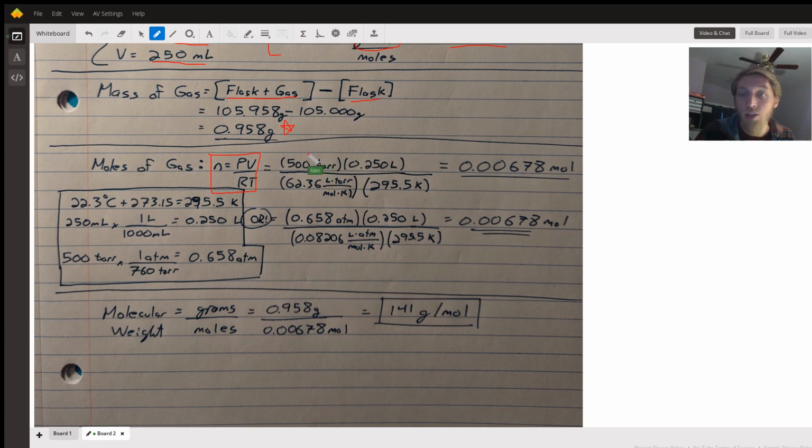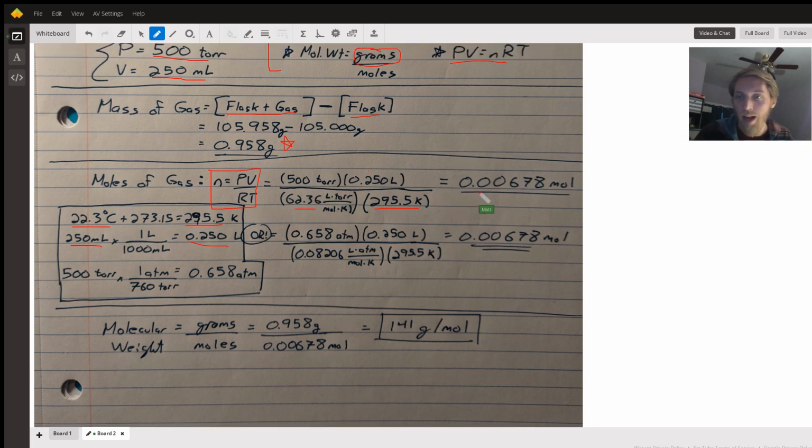And now this is where I just plugged in my numbers. I plugged in my pressure of 500 torr. I plugged in my volume of 0.25 liters. Now notice I did convert my 250 milliliters to liters. There's the conversion if you're confused there. I used this constant, liter torr per mole Kelvin, so all my units are going to cancel. And I converted my degrees Celsius to Kelvin as well. Don't forget that step. You can see that conversion up here as well. 22.3 degrees Celsius is 295.5 Kelvin. So we just plug that into the ideal gas law, and I get 0.00678 moles of my gas.